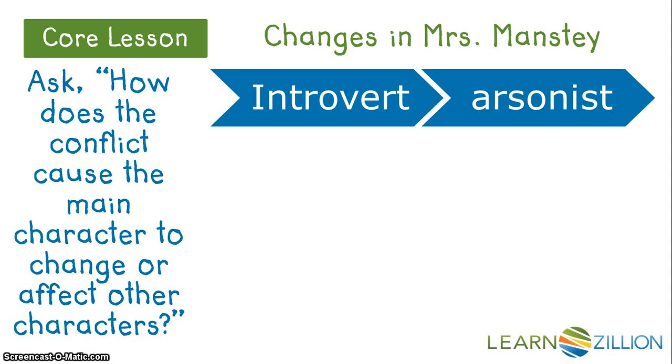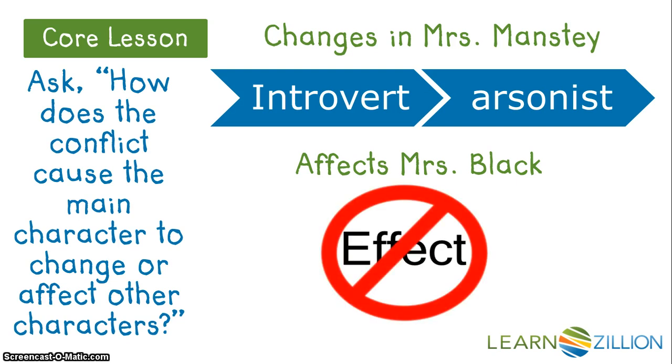Now, the second half of the step asks us to think about how the main character affects other characters. Because the conflict deals with Mrs. Black and Mrs. Manstey, the question would be, how does the main character affect Mrs. Black? Mrs. Manstey doesn't have any effect on Mrs. Black. After Mrs. Manstey dies, Mrs. Black continues the construction. Both Mrs. Manstey's change and the fact that she has no impact on Mrs. Black are essential for identifying the theme. In fact, both of these point to two themes that interact with one another.